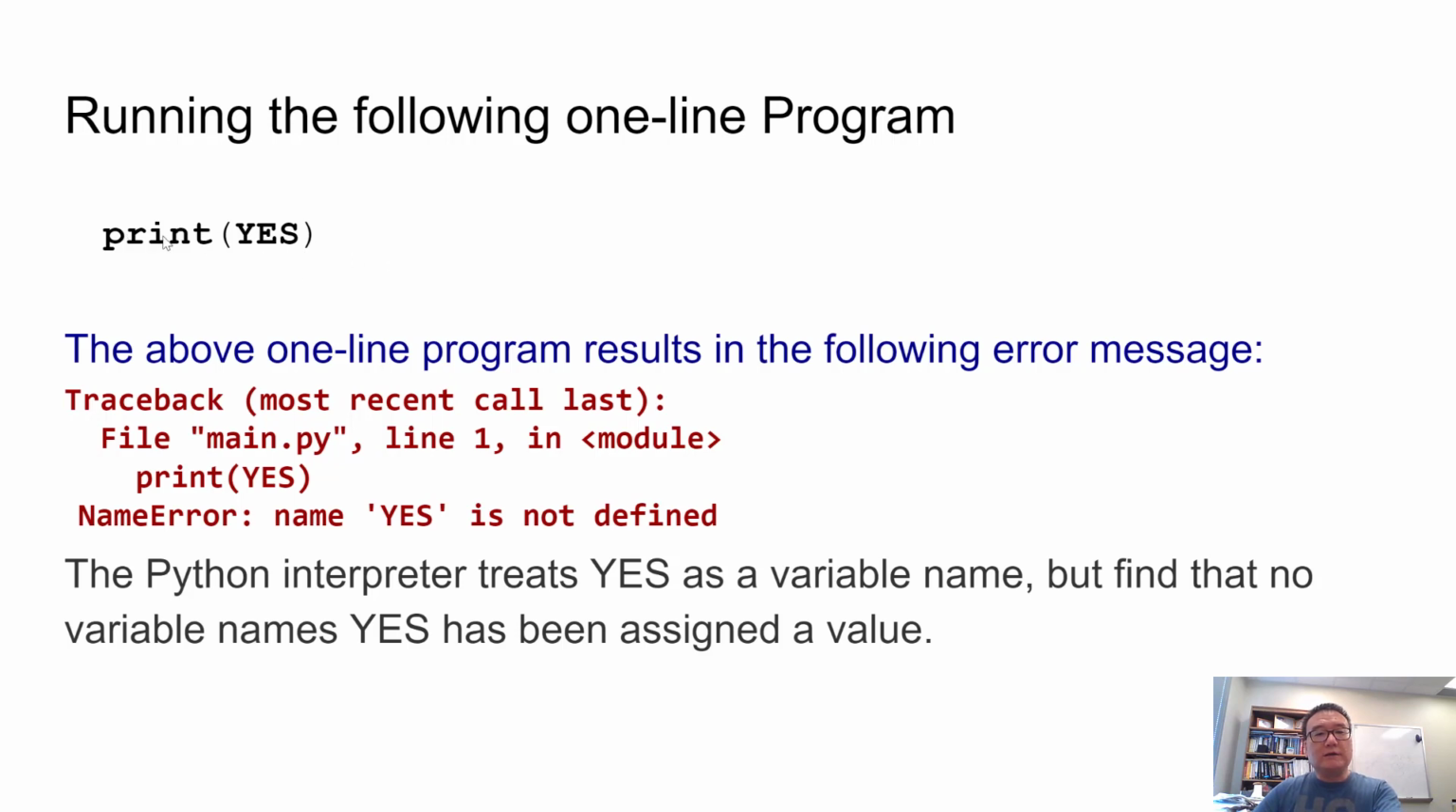If you just have one line in your program that does print yes, you are going to get an error that looks like this. What it says is NameError: the name yes is not defined. And the reason is that without double quotes, Python will treat this as a variable name. So it thinks this is a variable name and tries to find whether this variable has been assigned a value, because that's what we need to print. We want to print out whatever value is in this variable. But it turns out we haven't really assigned anything to this variable. That's why it generates this error. It says the name yes is not defined, meaning that we haven't assigned any value to the variable named yes.